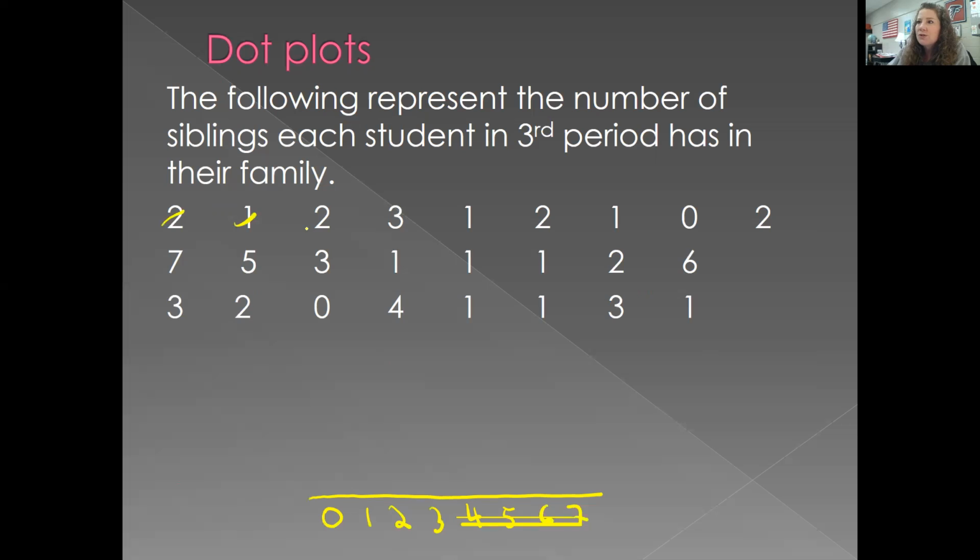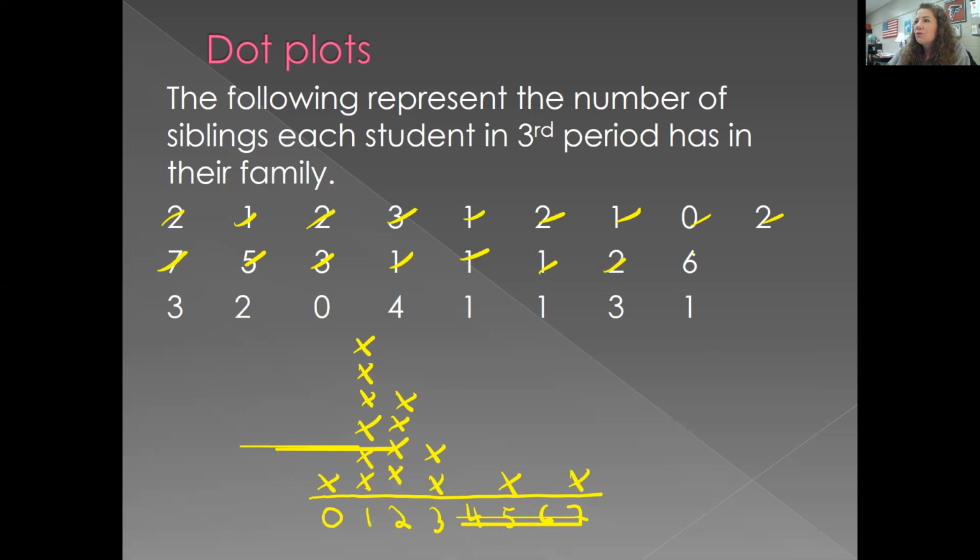So we're going to do 2, 1, 2, 2, 1, 2, 3, 1, 2, 3, 1, 2, 1, 0, 2, 1, 0, 2, 7, 5, 3, 7, 5, 3, 1, 1, 1, 1, 1, 1, 2, 6, 3, 2, 6, 3, 2, 0, 4, 2, 0, 4, 1, 1, 3, 1, 1, 1, 3, 1. All right, so there is our dot plot.